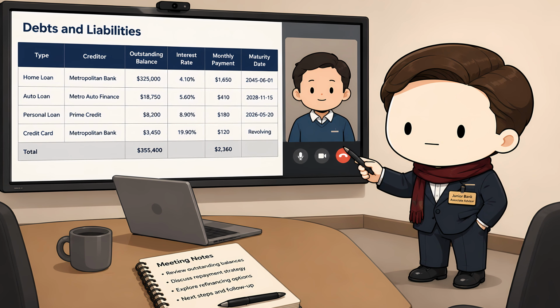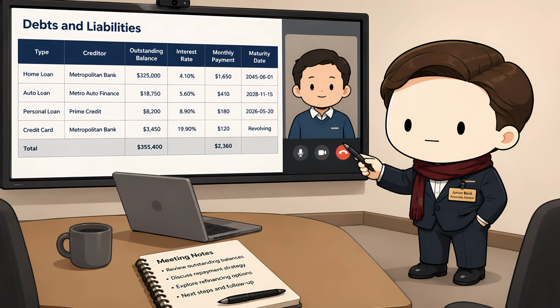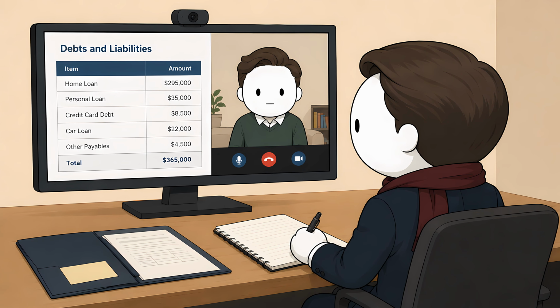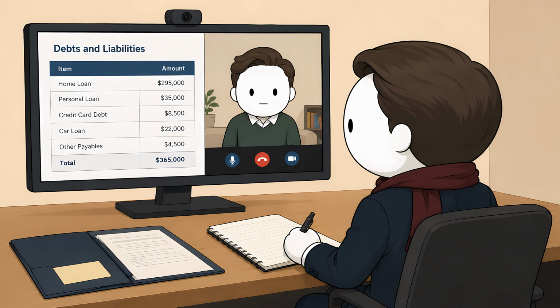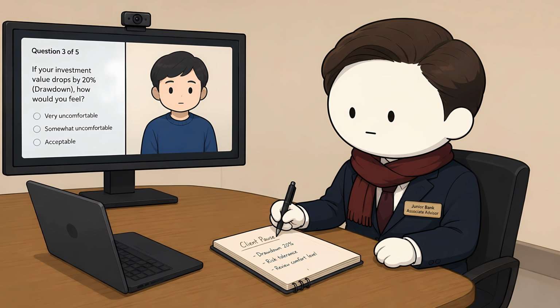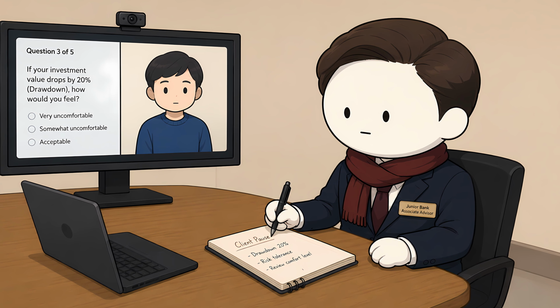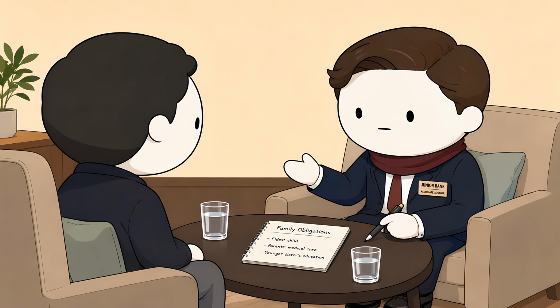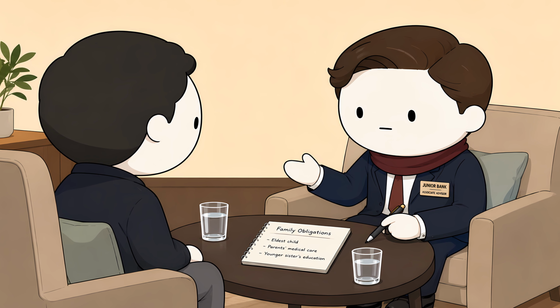On the large video call screen, you open the debts and liabilities table for the client. You read the table while the client describes long-term patience. The client pauses before the 20% drawdown question, and you mark the pause in handwritten notes. You ask about family obligations through the notes on family obligations.